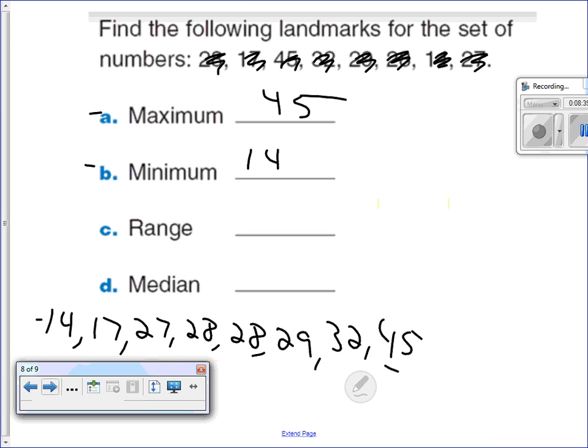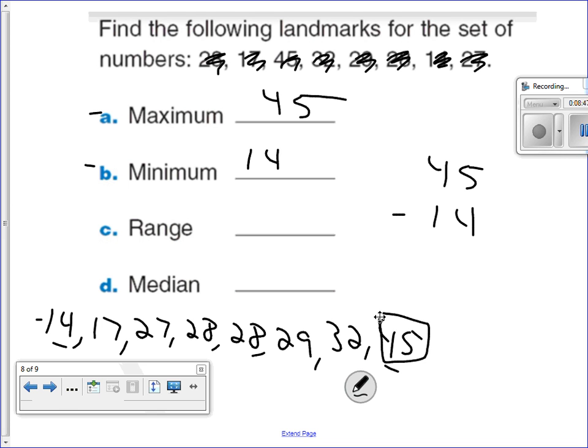Range means you have to take the biggest number and subtract the smallest number from it. Do you see how that's kind of like a driving range? So in this driving range, I started at 14 and I hit it up to 45. Go ahead and subtract. 1 and 3, 31 is my range.